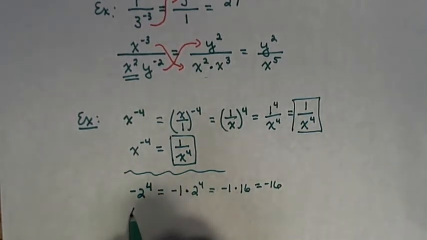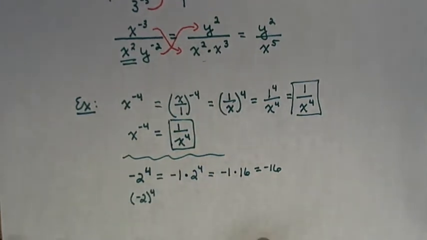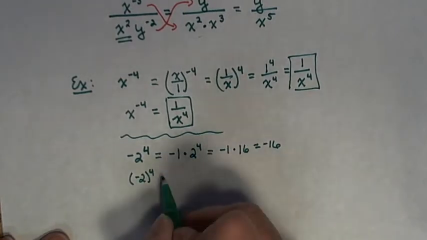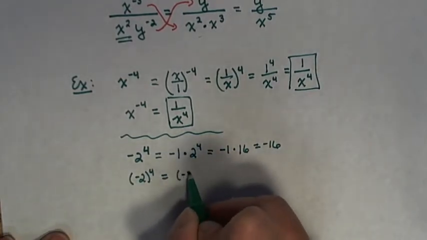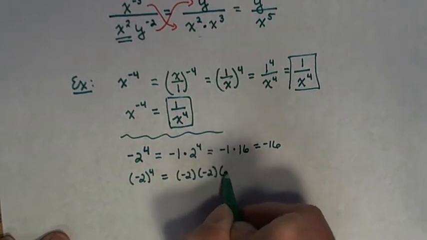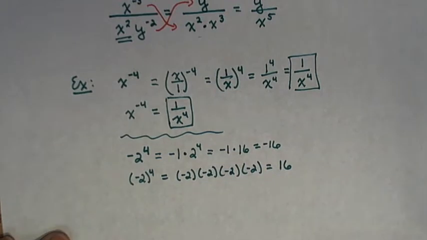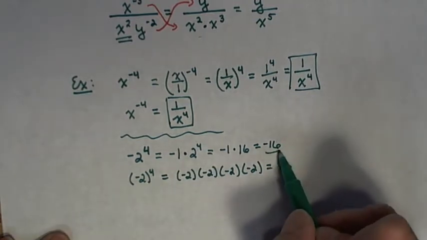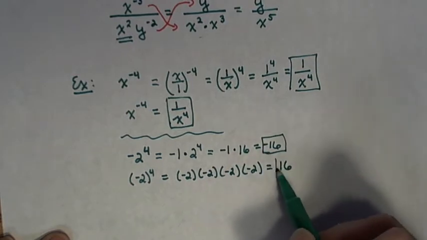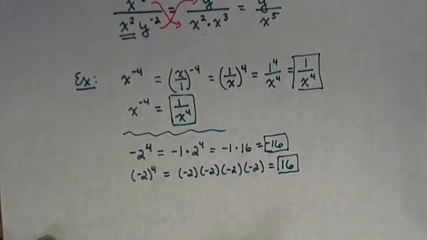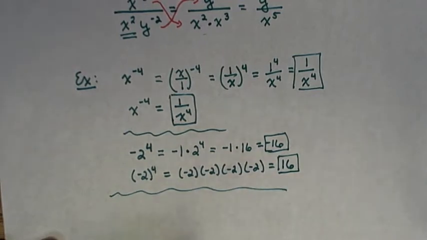If I had, however, wanted to do negative 2 to the 4th, again, I would need to write it with parentheses. That now is going to mean negative 2 times negative 2 times negative 2 times negative 2, which is a positive 16. So again, just a reminder that when you see these written, these do mean two very, very different things, and they're going to give you two very different answers. Okay, let's look at another one here.